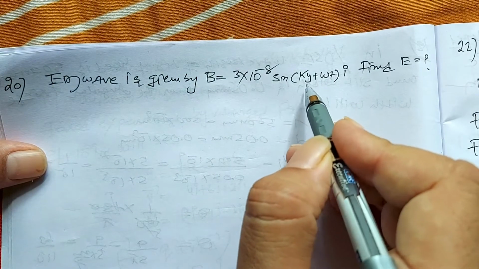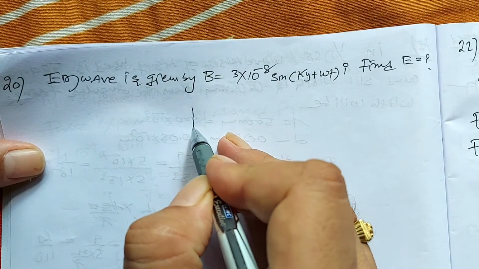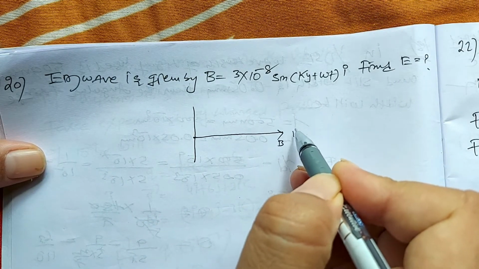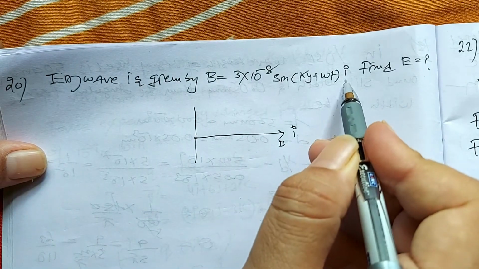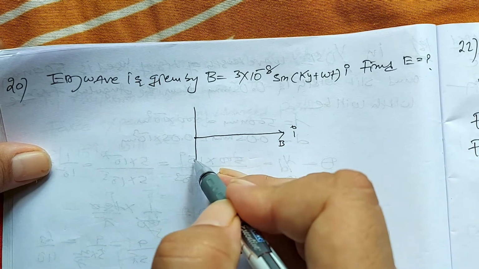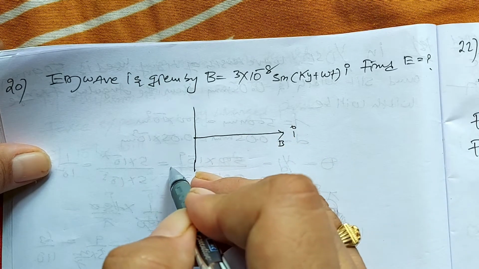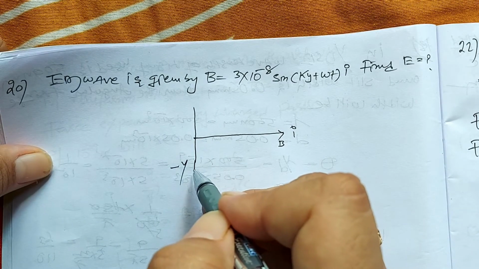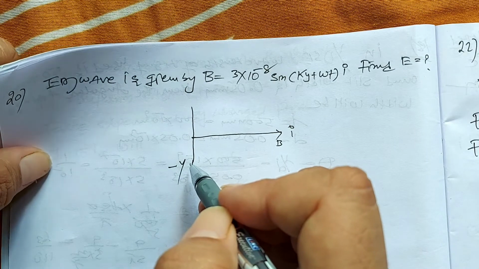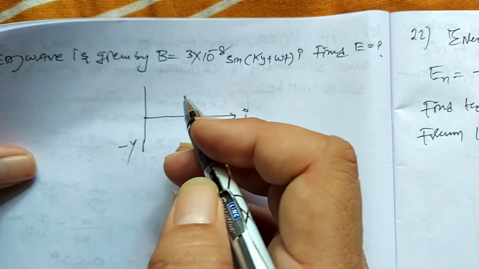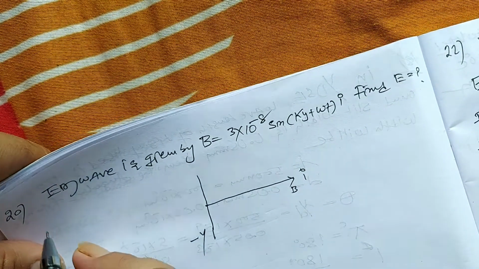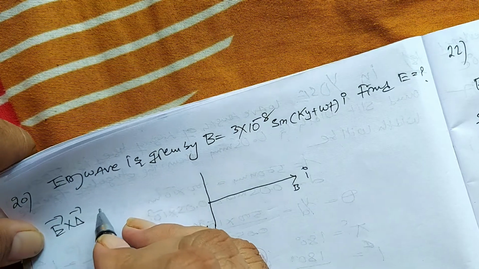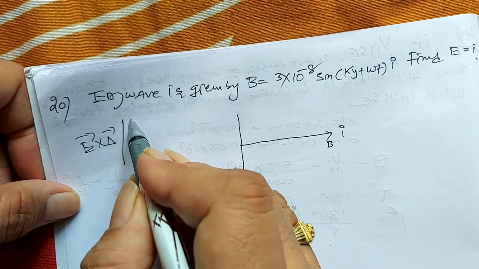Here the wave is propagating along the negative y direction. So this is the magnetic wave along the positive x-axis i. Now the wave is propagating along the minus y direction, the negative y-axis direction. We know that the direction of E bar cross B bar is parallel to C bar.